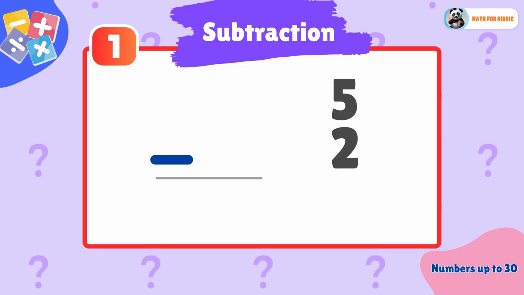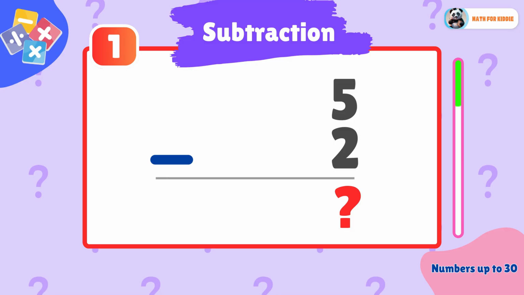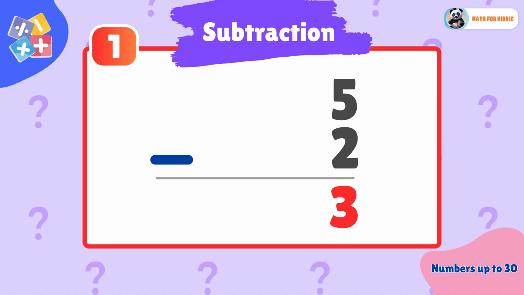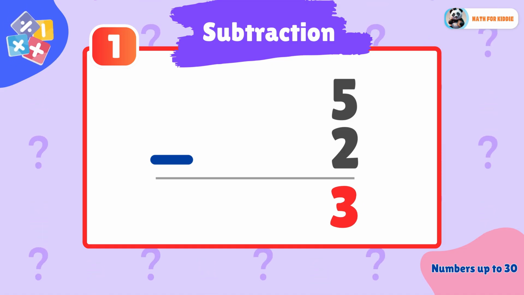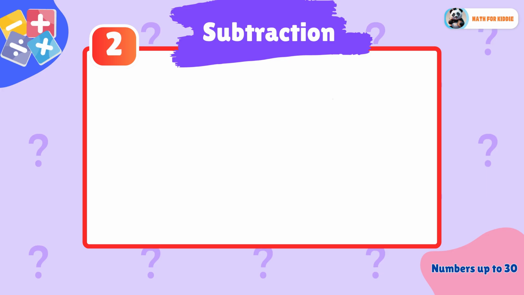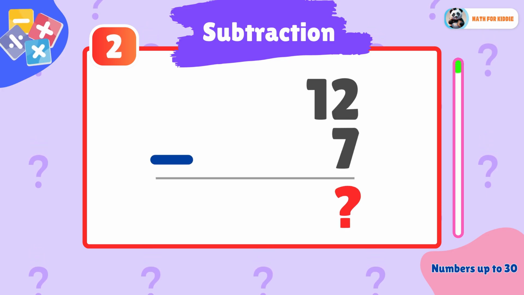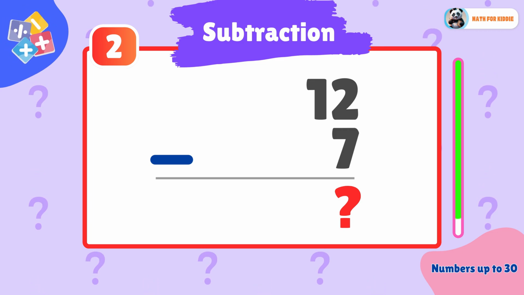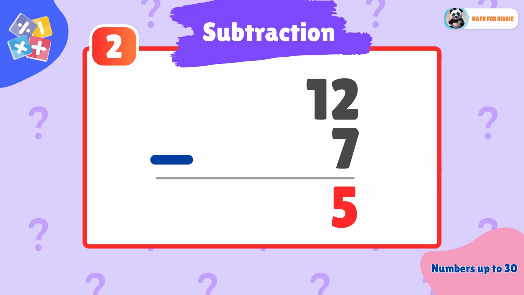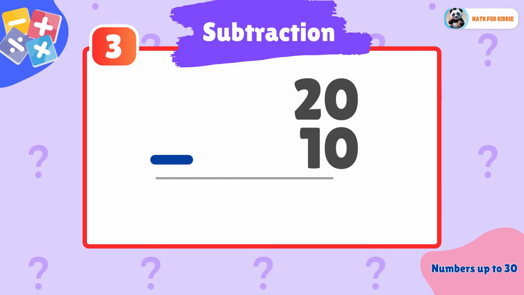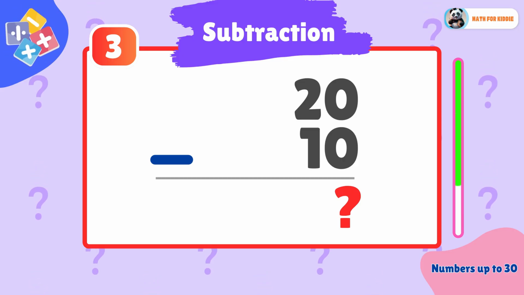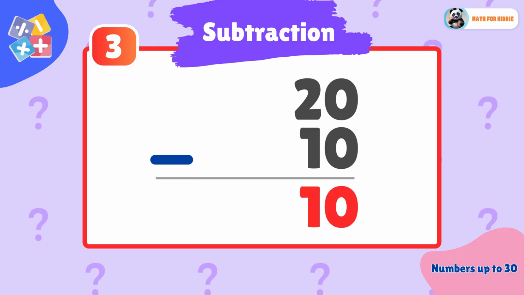What is 5 minus 2 equal to? Three. What is 12 minus 7 equal to? 5. What is 20 minus 10 equal to? 10.